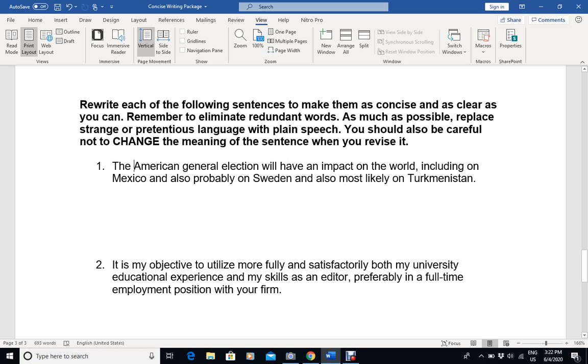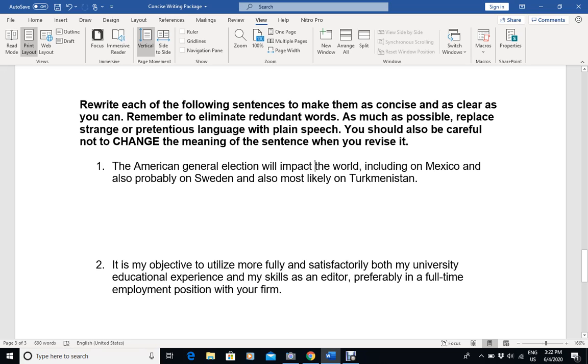Now, remember that rule number 5 is to use action verbs. So instead of using the noun form of an action, will have an impact, we can use the verb form, which is to impact. So the American general election will impact the world.